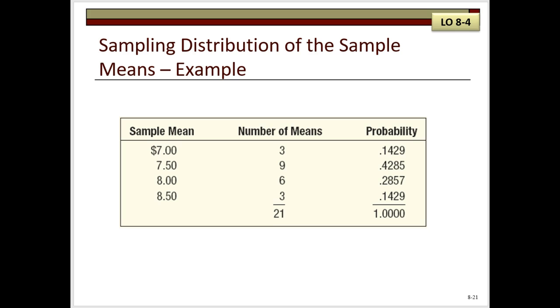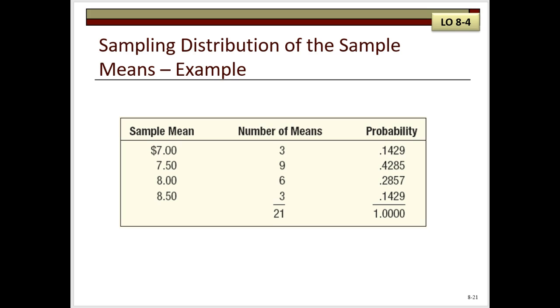From an exhaustive listing of the 21 sample means in the previous slide, a frequency distribution table is developed wherein the number of times each of the 4 unique sample means, as observed from the previous slide, has occurred is counted. For instance, the sample average of $7 was observed 3 times in the list. The sample average that occurs most often is $7.50.